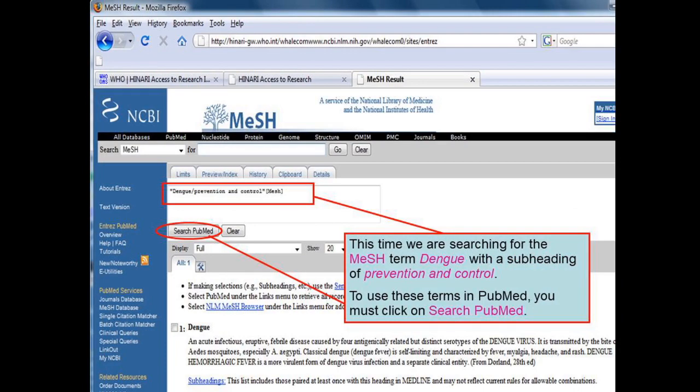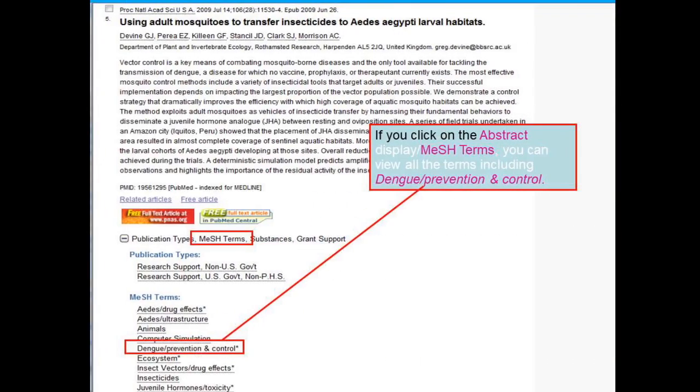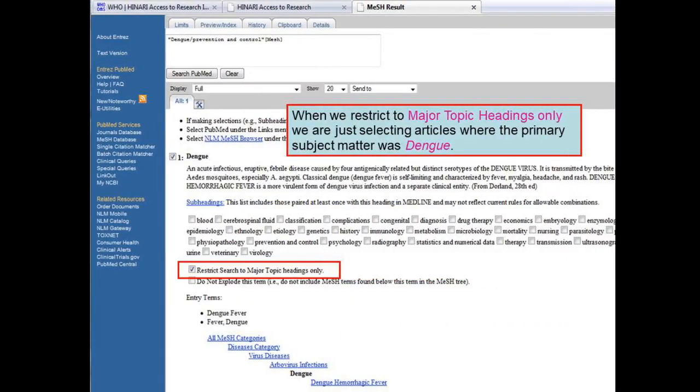To use these terms in PubMed, you must click on search PubMed, right? So here are the results for the particular search query. We got around 814 results. So you see Dengue prevention and control. If you click on the abstract display MeSH terms, you can view all the terms, including the term which we have searched, right? Fine. So when we restrict to major topic headings only, we are just selecting articles whose primary subject matter was Dengue, only the major topic.